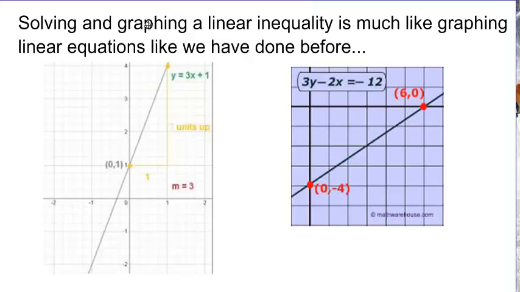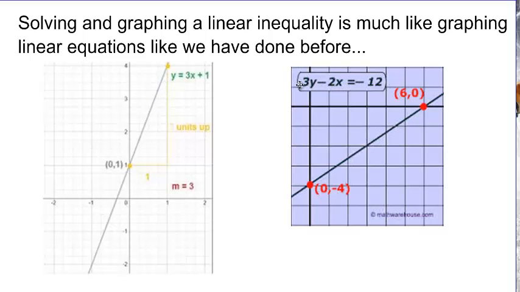Just a reminder that solving and graphing a linear inequality is much like graphing linear equations like we have done before. Okay, you've seen this stuff before. It's not brand new, the graphing piece. The solving, the shading piece will be new. In terms of graphing in slope-intercept form, remember we have our intercept, so in this case, if it's y equals 3x plus 1, our y-intercept is 1, and our slope is 3, so we go up 3 to the right 1. And we can graph our line between those 2 points.